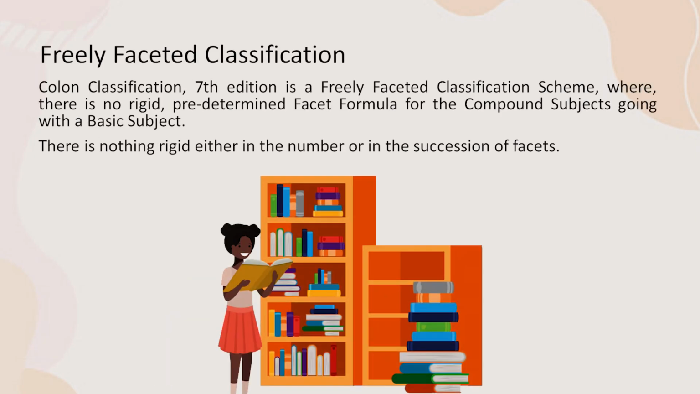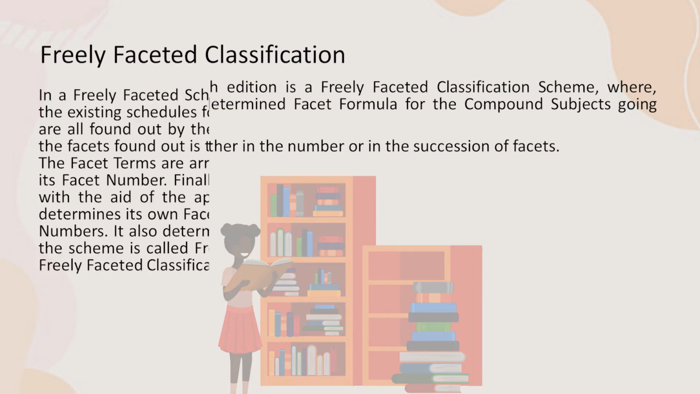Next, let us discuss the nature of colon classification 7th edition. It is a freely faceted classification scheme where there is no rigid predetermined facet formula for the compound subjects going with a basic subject. There is nothing rigid either in the number or in the succession of facets.